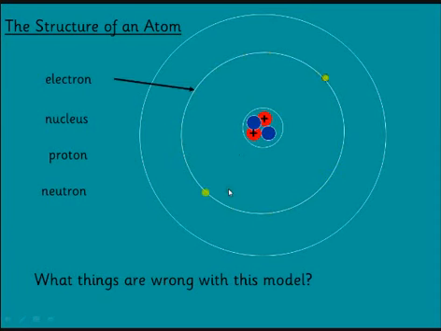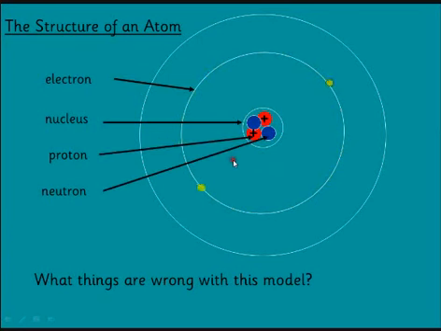So we've got the electrons going around the outside. We've got this whole thing in the middle, the nucleus. We've got protons and neutrons. If any of that's a surprise to you, then you might be in a bit of trouble. So hopefully that's pretty straightforward.